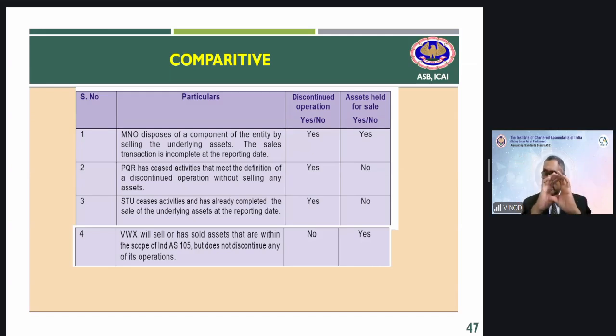Component of the entity, meaning a large geographical area or a major line of business. So it is held for sale as well as a discontinuing operation, because the question itself says I am selling off a huge component, a major area of my business.